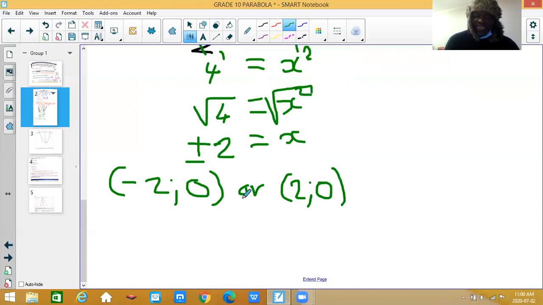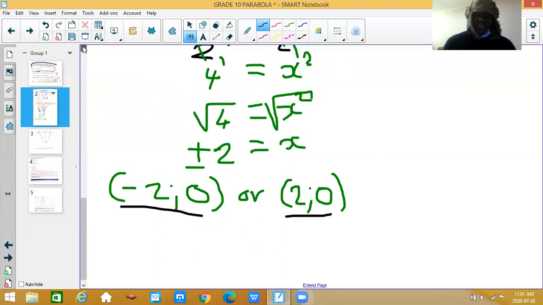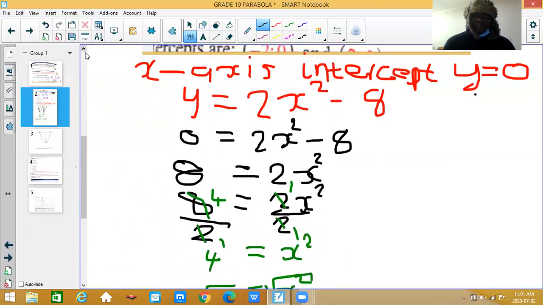This is where this graph cuts the x-axis. This is why we are saying it is the x-intercept. Now, this is not the only way of getting this answer here. Someone, instead of doing it this way, may also have said, okay, y-intercept, x-intercept, y is going to be 0.